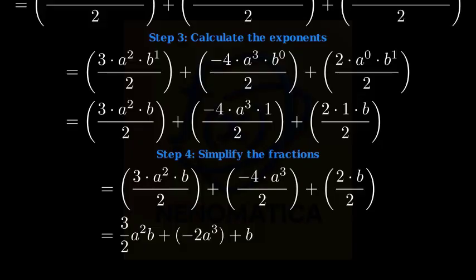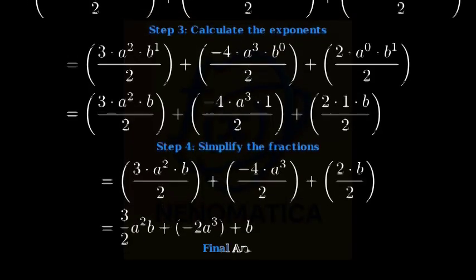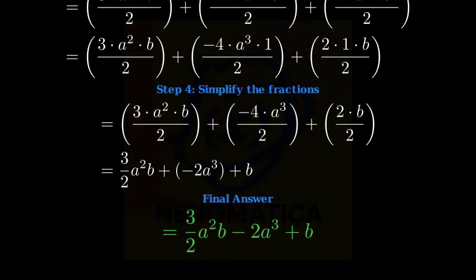So our answer is 3 over 2 a squared b minus 2a cubed plus b. Therefore, the simplified form of our expression is 3 over 2 a squared b minus 2a cubed plus b. Now, let's look at our second example.